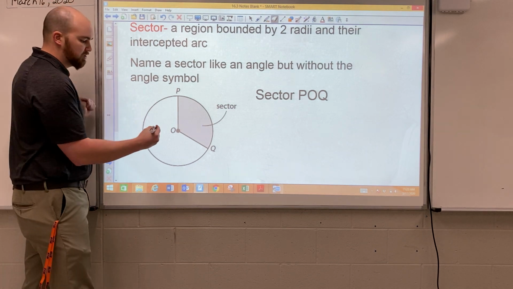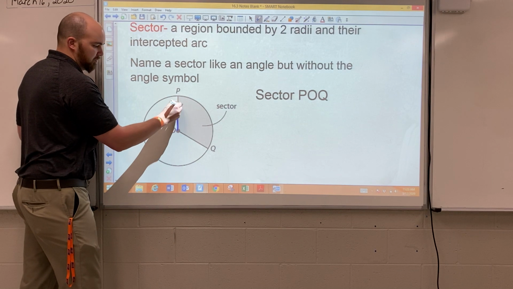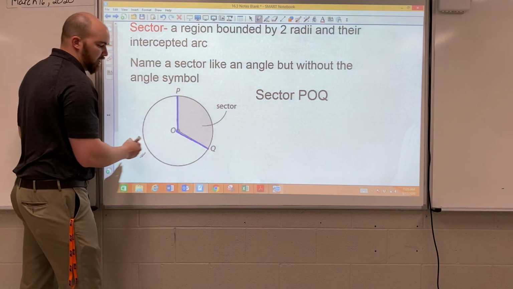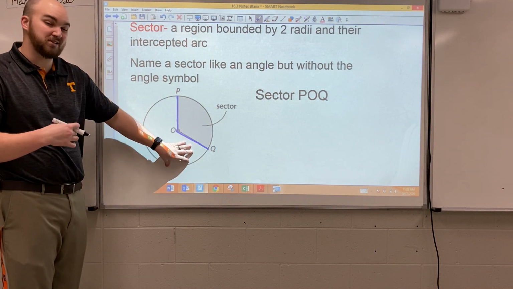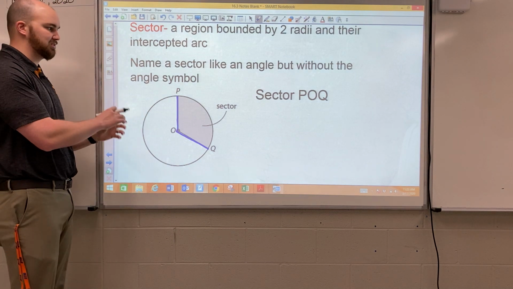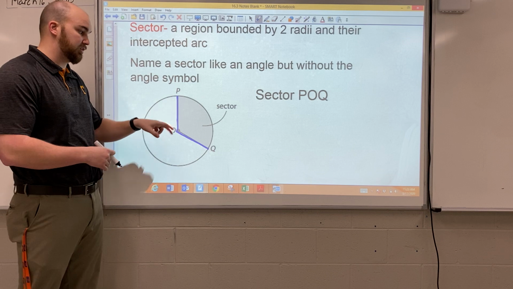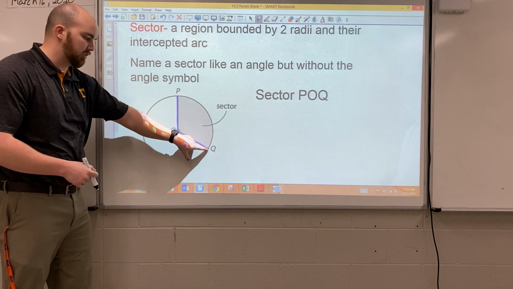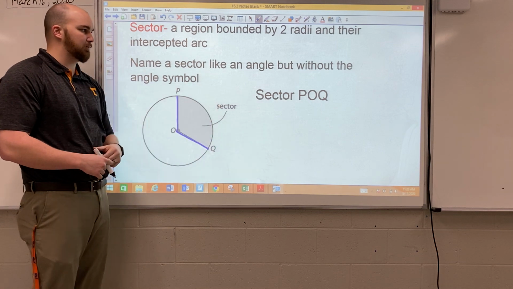So what a sector is, it is just a region here bound by your two radii, bound by one radius here, another radius here. Okay, now they help us out in the book. They give us a shaded area to show, hey, this is the sector. Okay, we name a sector just like we do an angle with the three letters that make up the sector, and it's the letters that make up that central angle as well. So POQ in this example would be this sector.